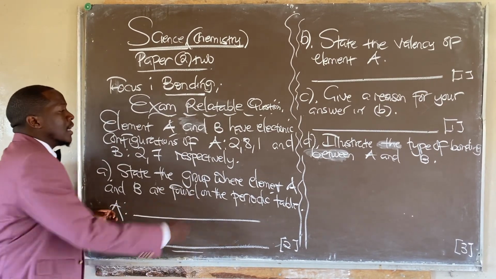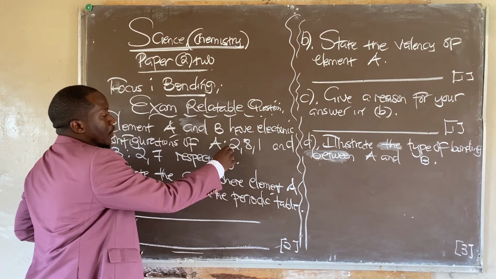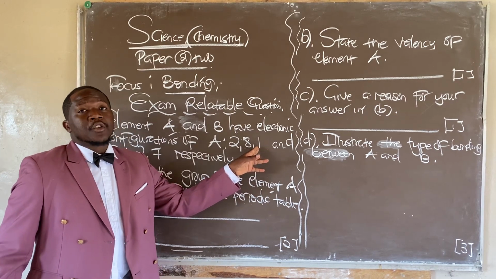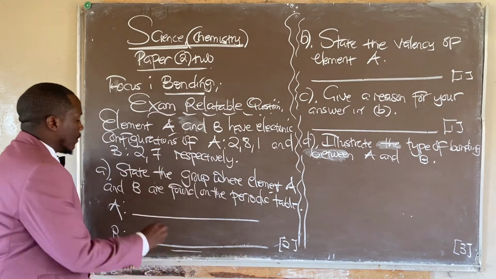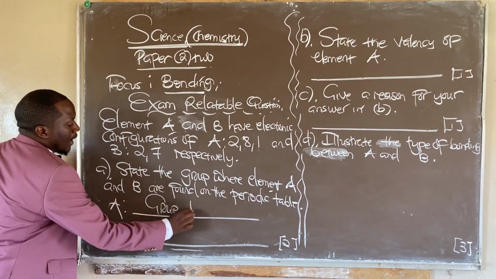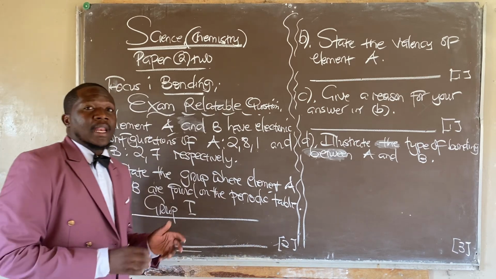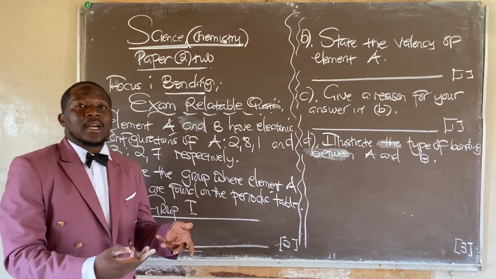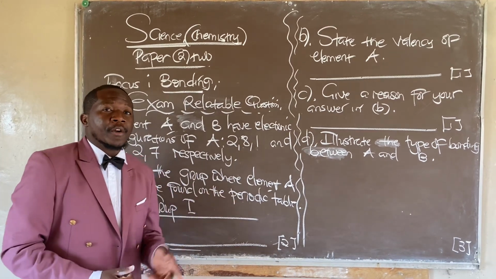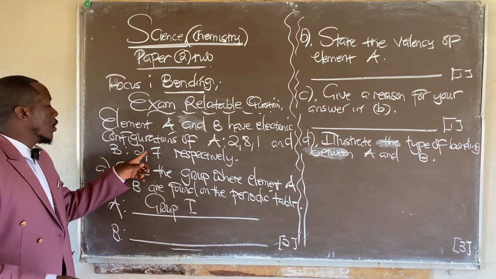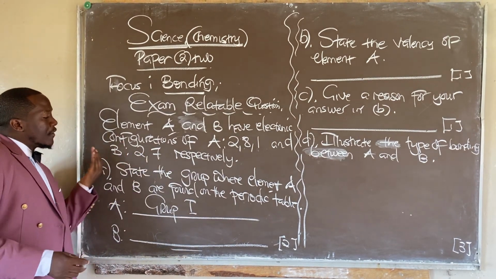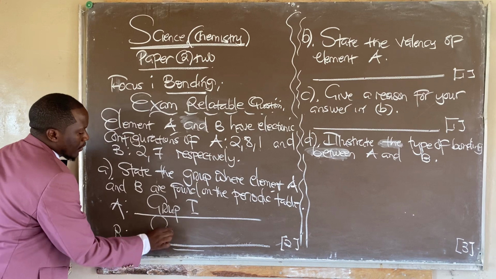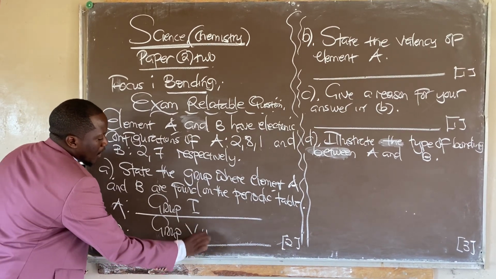State the group where element A and B are found on the periodic table. For element A, the first shell has 2 electrons, the second shell has 8 electrons, the third shell has 1 electron. Since this one is the last number, we're going to say it is found in group 1. When given the group of an element, we always give it in Roman numerals, as that is exactly what is written on top of each group on the periodic table. Then for B, this is 2, 7. We only have 2 numbers. Since we start from the left going to the right, 7 happens to be our last number. So this is group 7, which is a V with 2 capital I's.